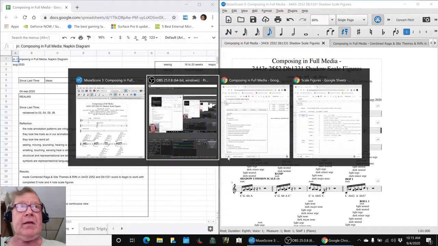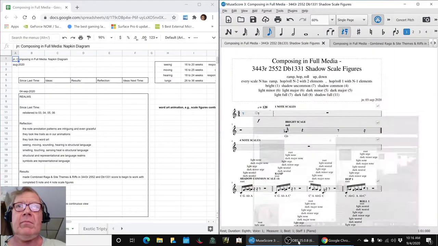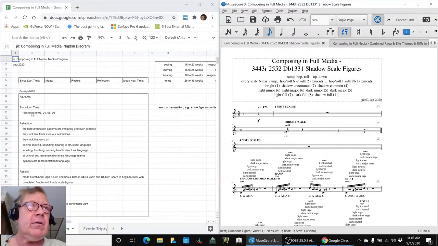Ladies and gentlemen, this is a recap of composing in full media part 12, Realms. In today's episode, we set out to continue evolving what we call the scale figures for the shadow scales.